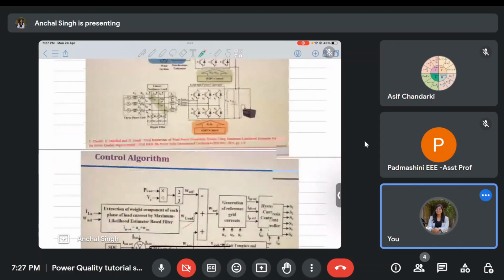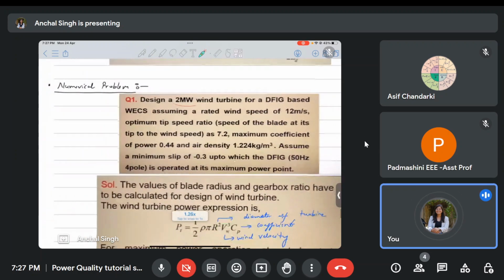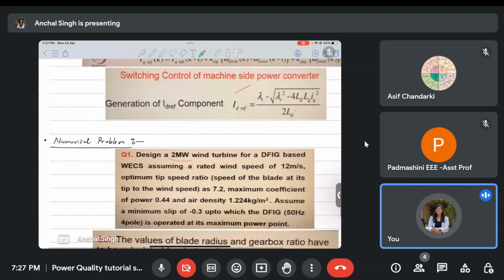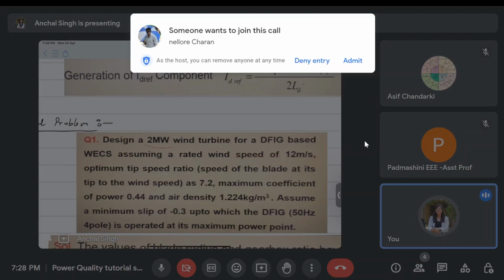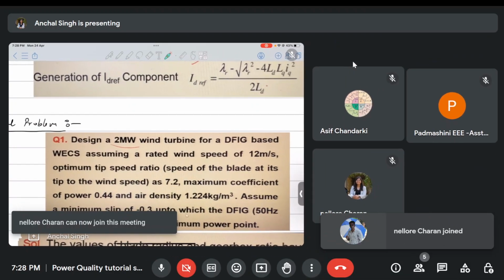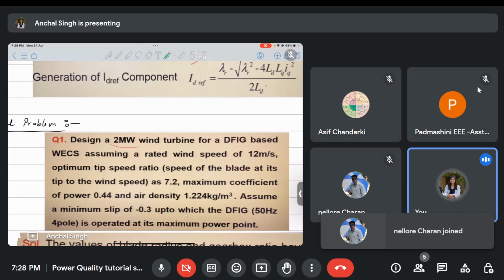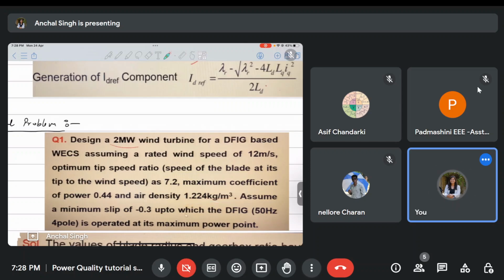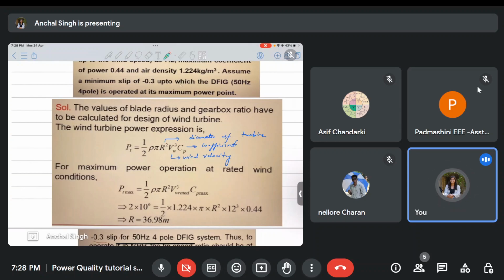So you can take your time and go through these algorithms, and we can just look at one example problem. Say there is a 2 megawatt wind turbine for a doubly fed induction generator based wind energy conversion system, assuming the rated wind speed is 12 meter per second, the optimum tip speed ratio is 7.2, the maximum coefficient of power is 0.44, and the air density is 1.224 kilogram per meter cube. We have to assume a minimum slip of minus 0.3, up to which the DFIG is operated at the maximum power point. This looks like a complicated problem, but the only thing we need to remember is the power expression.